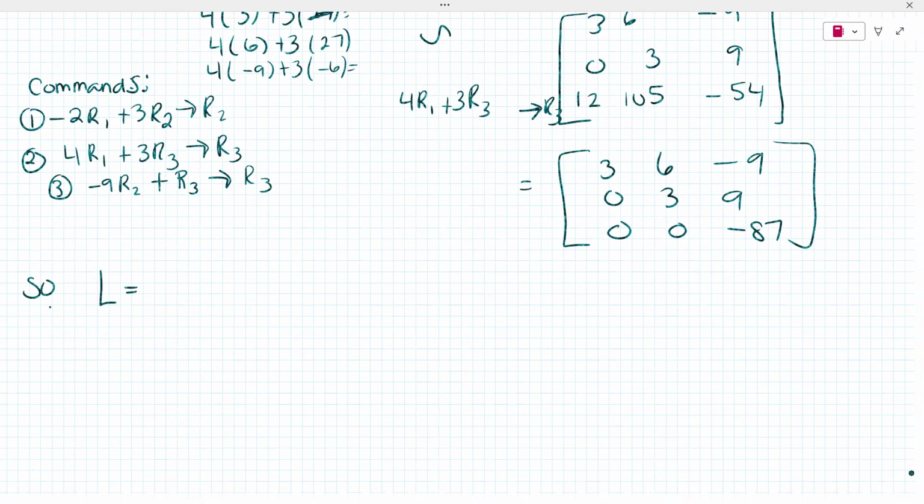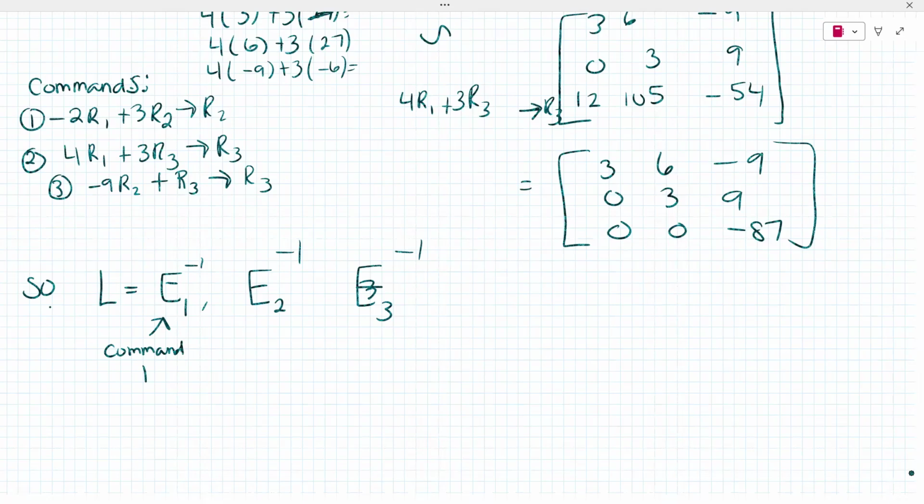So L equals E1 inverse, E2 inverse, and then E3 inverse. So what do these numbers do? What does that E1 inverse mean? Well, E1 is basically command 1. And then you take the inverse using a calculator, right? Or by hand, if you have time.